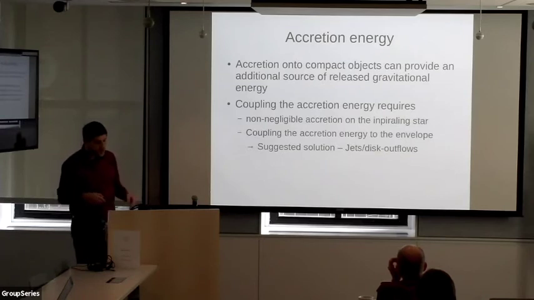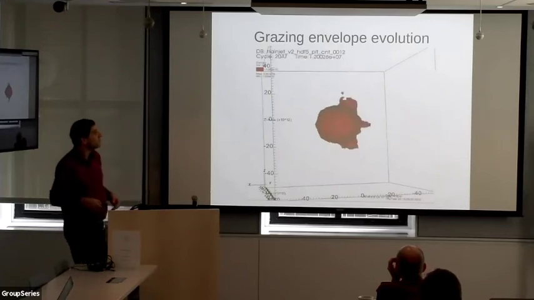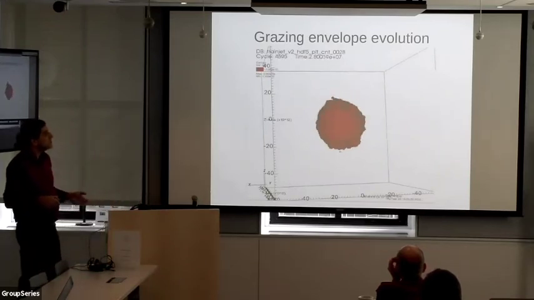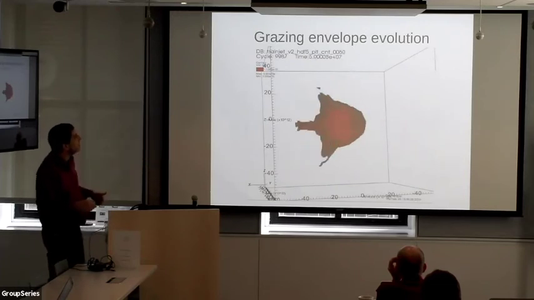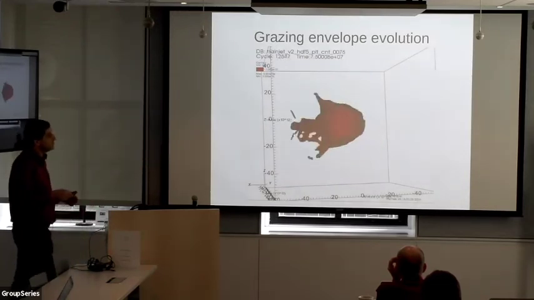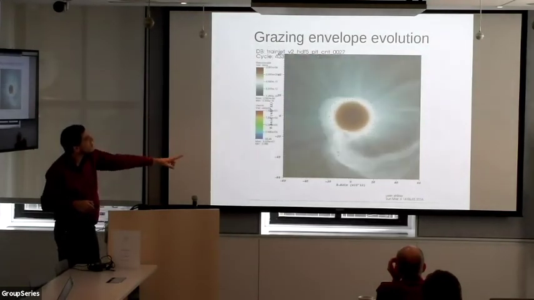I think Noam Soker is one of the main proponents of this idea, and he asked me to show one of his movies. What they have here is a binary, but you cannot see it, and you actually produce jets. You'll see it in a second when they move to a different view. And now you can see it from above, and you can see these jets going on.